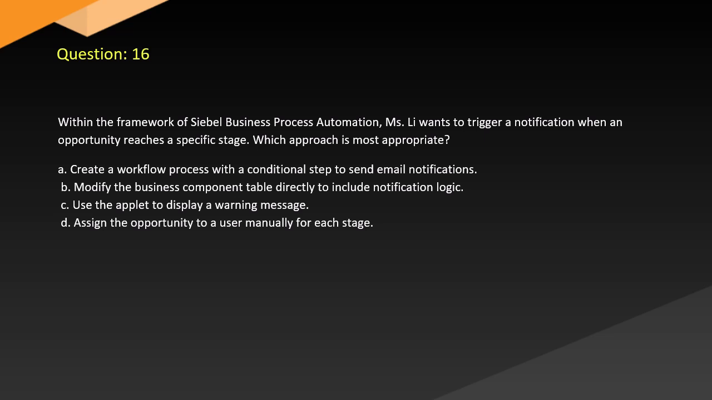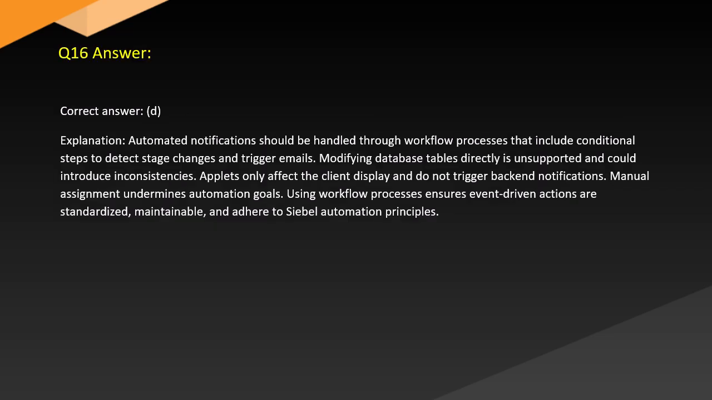C. Use the applet to display a warning message. D. Assign the opportunity to a user manually for each stage. Answer. Correct answer. D. Explanation.